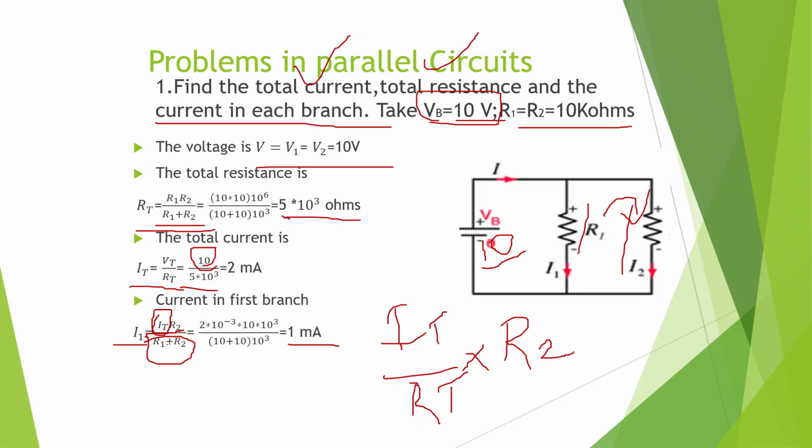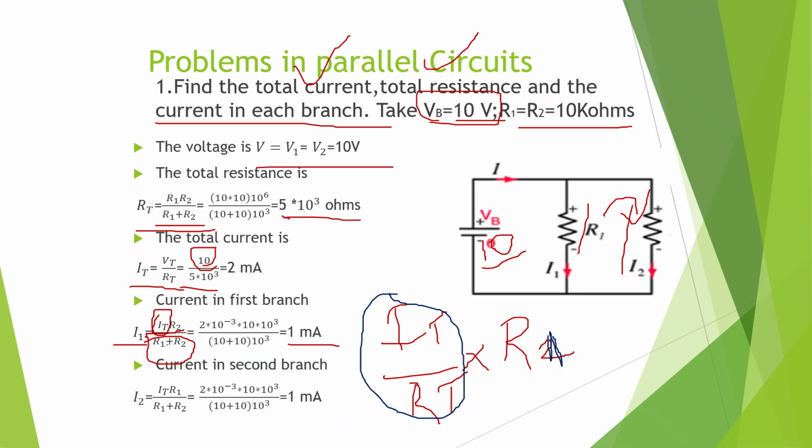Similarly, the current in the second branch uses the same formula, IT by RT. Instead of R2, you have to write it as R1. So see here, instead of R2, we are writing it as R1. So this is my current in the second branch.